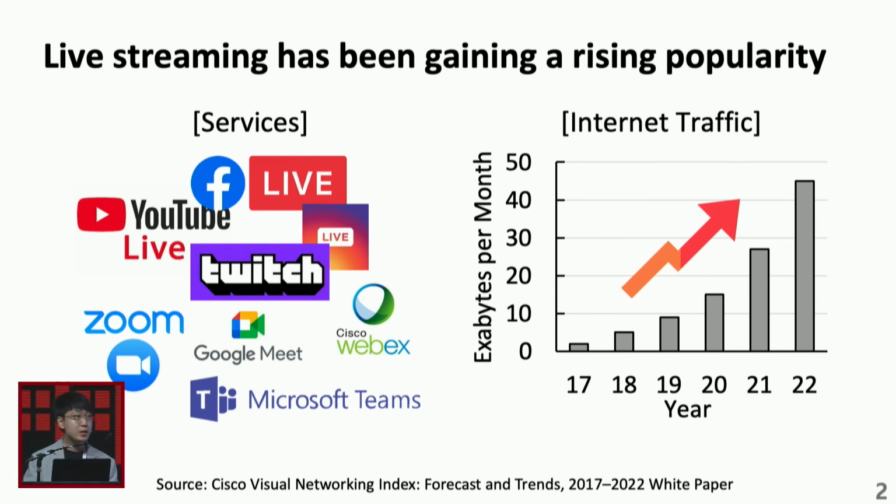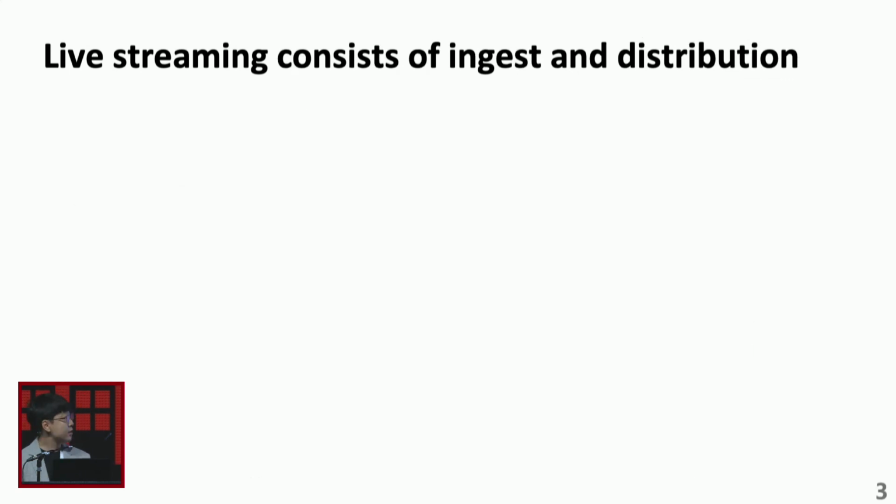Recently, live streaming has been gaining rising popularity with the success of services like YouTube Live, Facebook Live, Twitch, or Zoom. This trend is backed by the users' surging interest in video games, interactive chats, and video conferencing. As a result, live streaming nowadays produces a huge amount of data, which accounts for 14% of the entire video traffic. Live streaming consists of ingest and distribution.